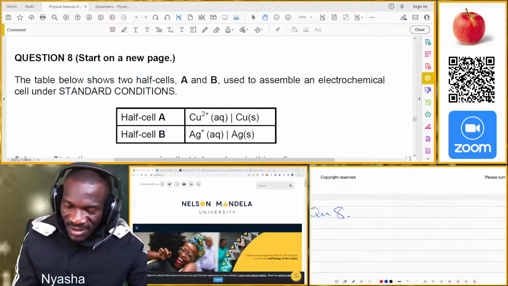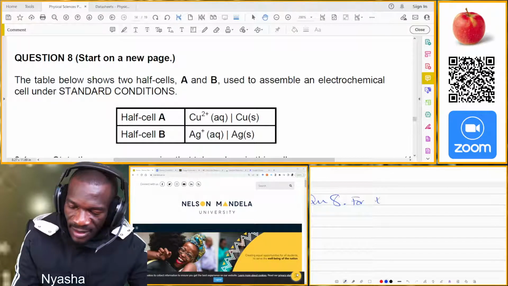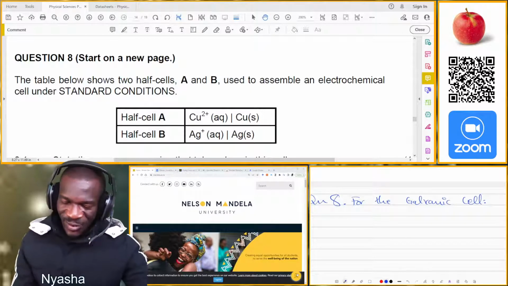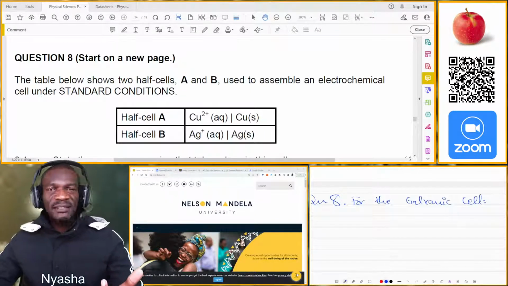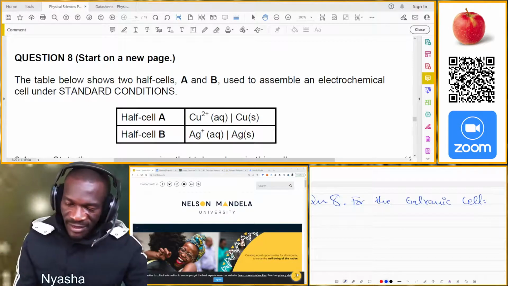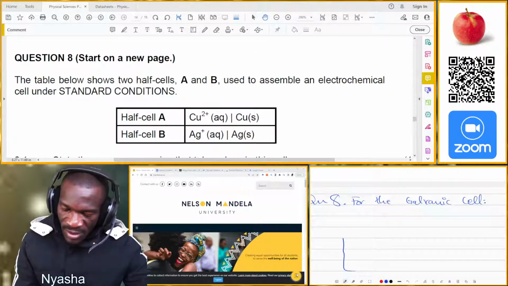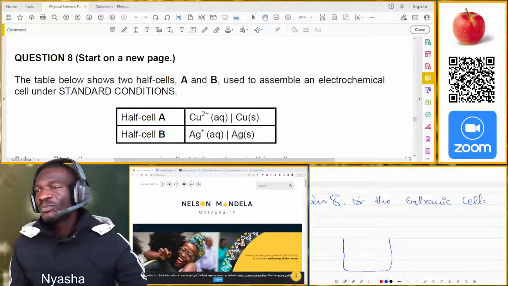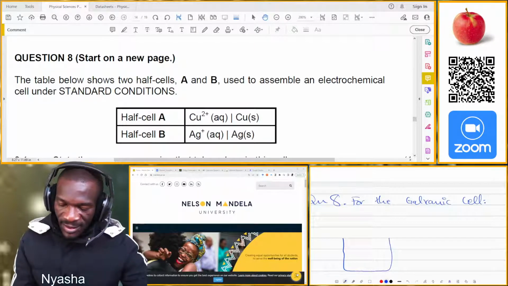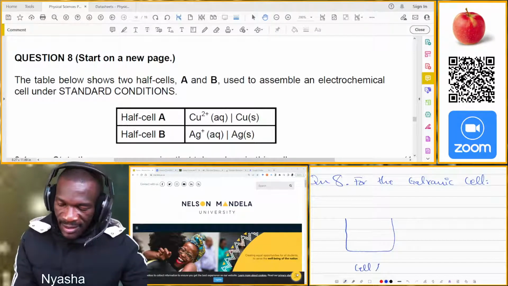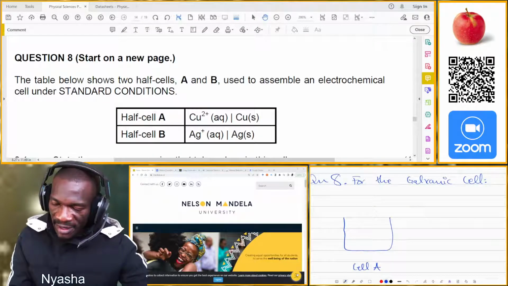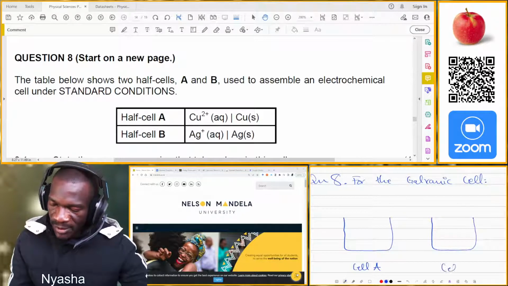So let's just attempt this question for the galvanic cell. So let's just draw it, because we've already seen some example of a galvanic cell, isn't it? So let's just draw this one and see what's available. So let's draw something like that. This is our cell A. Then we have another cell here, which is our cell B.